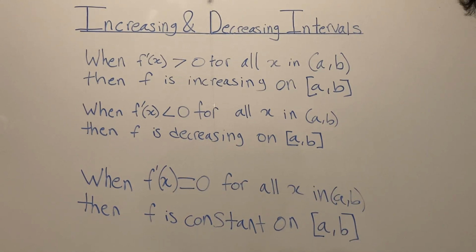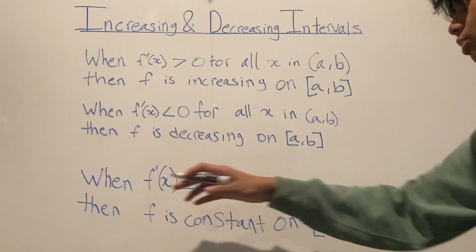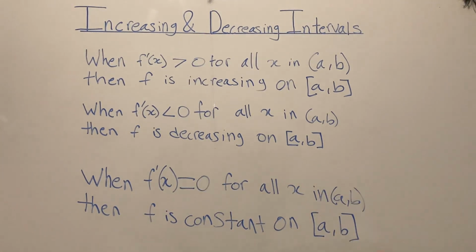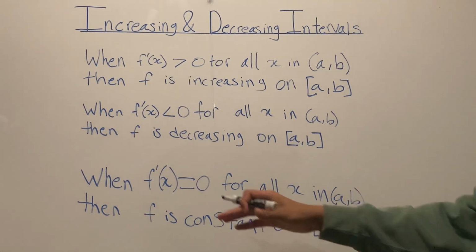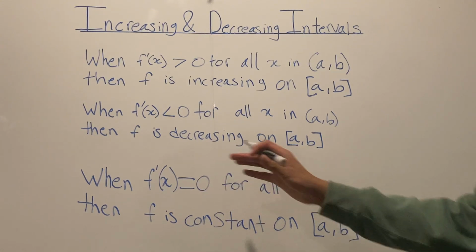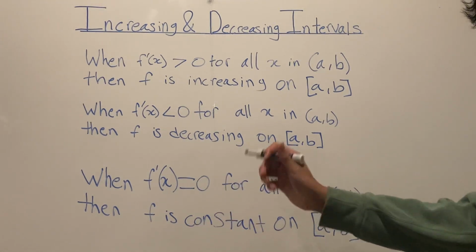So you could think of it as y equals 1 or y equals 2, where the function is just a straight line. It's not going up or down at all. It's the exact same y level. And that means the derivative on that interval is 0. That means f prime of x equals 0, and f is constant on the interval.